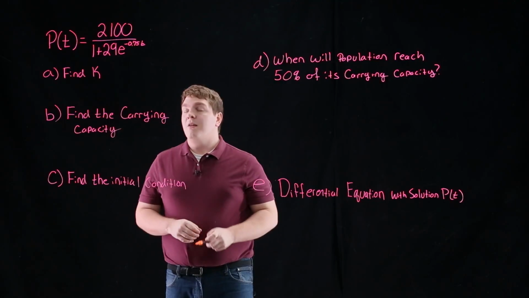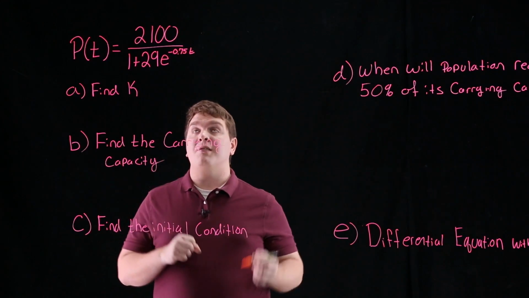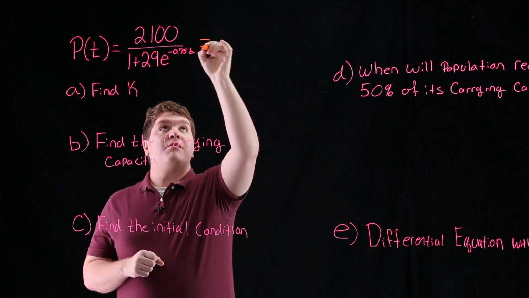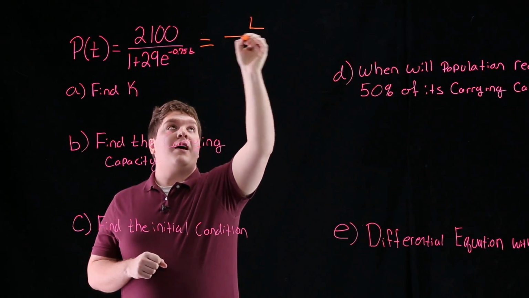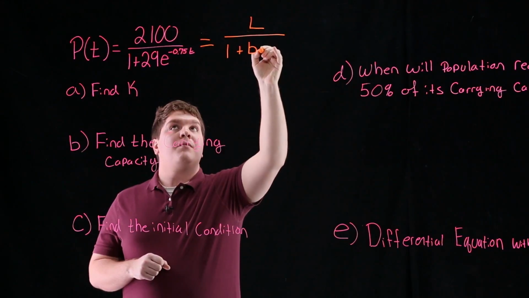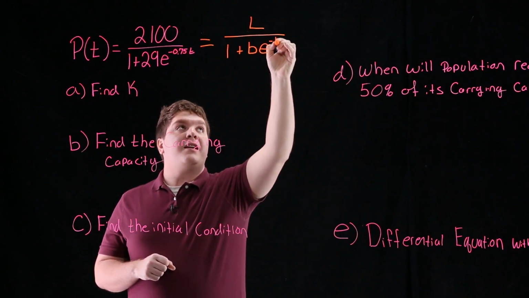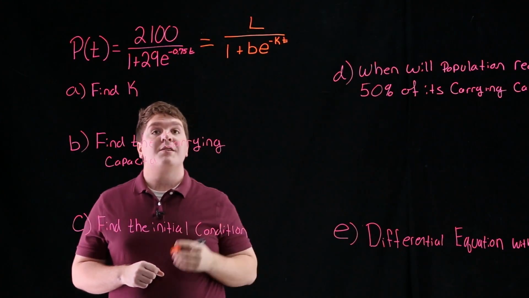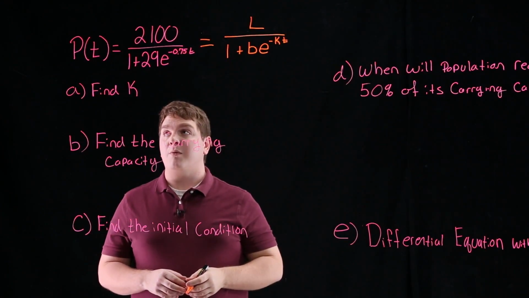and then finally we're asked to find a differential equation which has solution P of t. So looking at our logistic equation, we want to note that this is in the form L divided by 1 plus b times e to the negative kt. This will help us as we work through the first few parts of the problem.